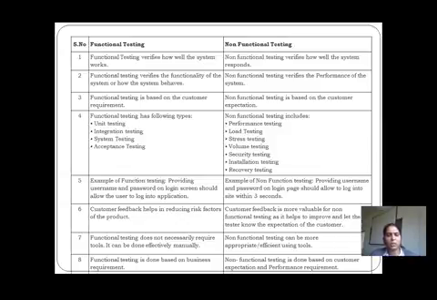But vice versa, with non-functional testing, customer feedback is more valuable, as it helps to improve and lets the tester know the expectations of a customer, what the customer is actually expecting from this system. It should be known very well when we perform non-functional testing. So this is the sixth difference between functional and non-functional testing.